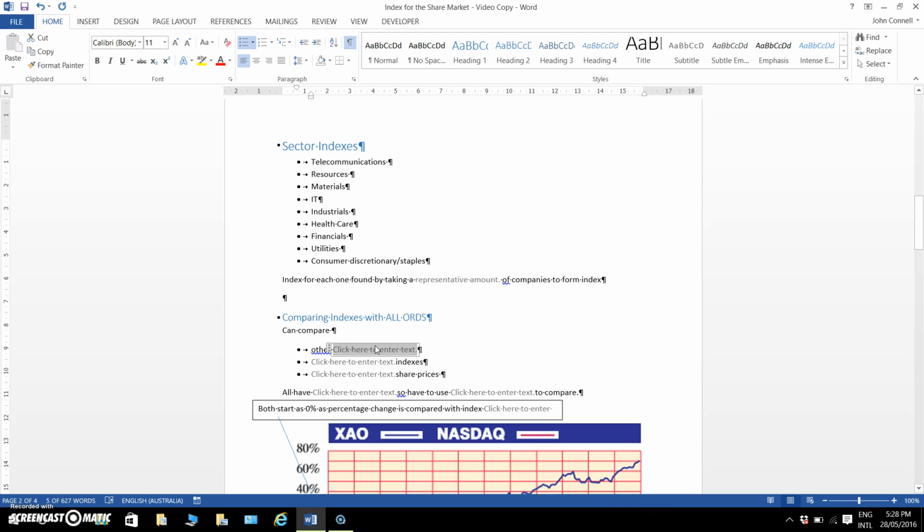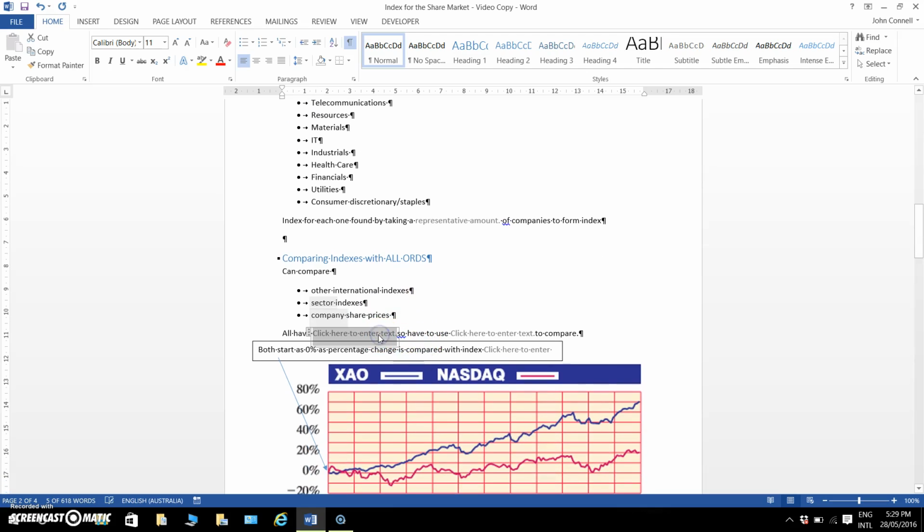So we now want to think about, having all these indexes, how can we compare with the All Ords? We can compare the All Ords with other international indexes, or we can compare the All Ords with sector indexes within the Australian market, or we can compare it to company share prices, that's companies within the Australian share market.